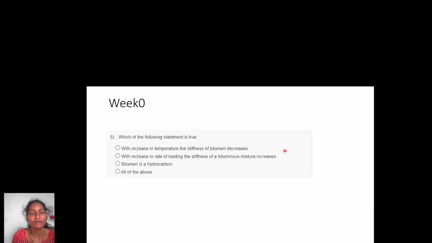What they are talking about is, when I say increase in rate of loading, let us say there is a vehicle moving at 30 kmph on the pavement layer, and another vehicle moving at 80 kmph.